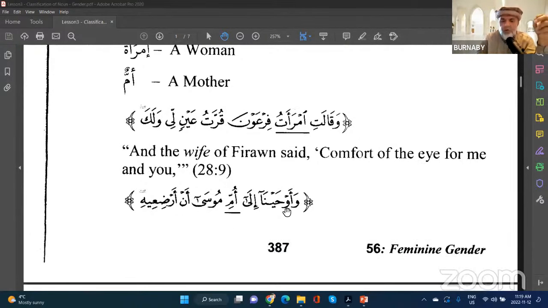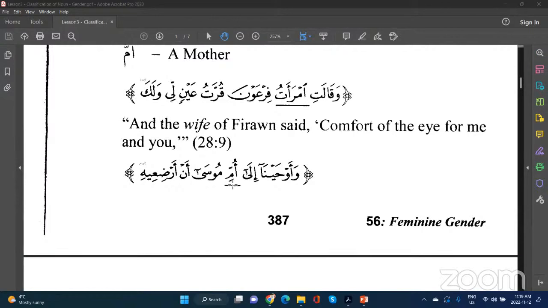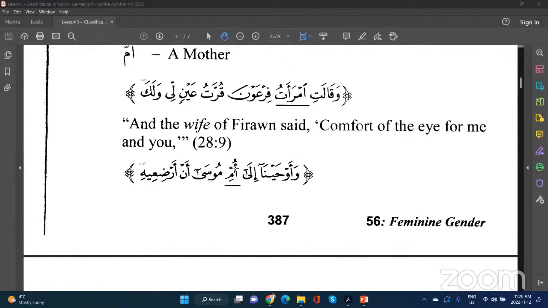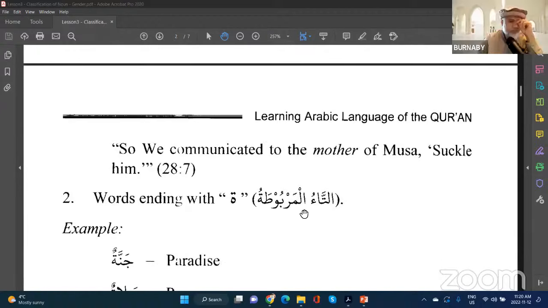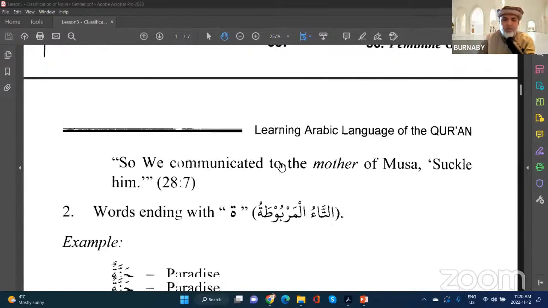Imra'atu. Wa awhayna ila ummi Musa. Ummi Musa, Musa's mother. Is it muannath? Yes. Now if you look at ummi, do you think this is kasr, this is jar? Yes, it's jar. Good. So what we saw is that these nouns are known as real feminine because of the biological gender; we can tell the difference between a man and a woman, whether human or animal. We know those are the real feminine gender. And there are a couple of examples from the Quran.